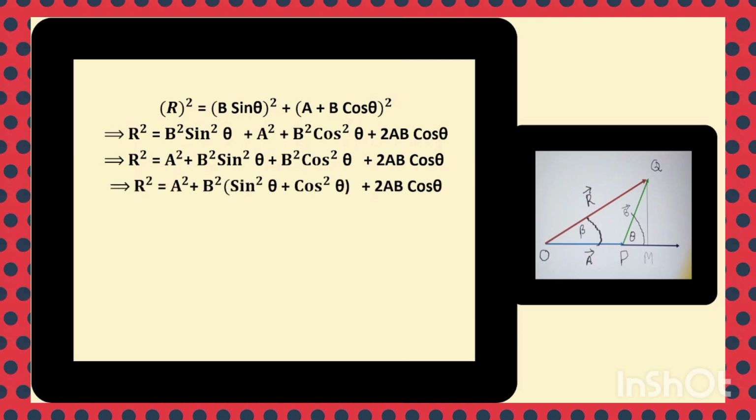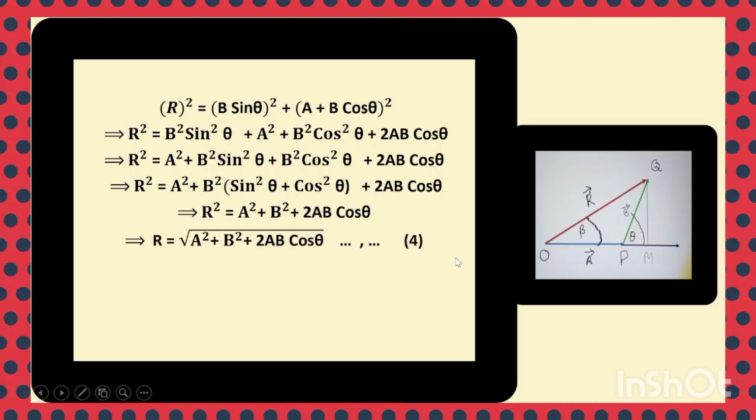After taking the common factor, we can write R square is equal to A square plus B square whole into (sin square theta plus cos square theta) plus 2AB cos theta. Okay. And you know the formula: sin square theta plus cos square theta is 1. So in place of sin square theta plus cos square theta you can write 1. The resulting expression will be R square is equal to A square plus B square plus 2AB cos theta. Okay. And R is equal to the square root of A square plus B square plus 2AB cos theta, and this is the magnitude of the resultant vector R of the two vectors A and B.